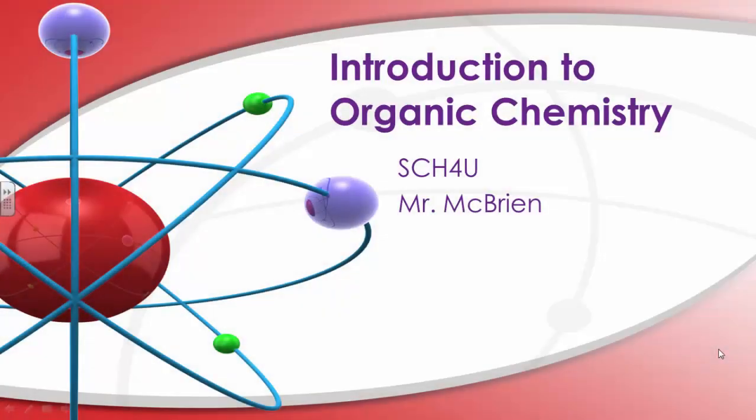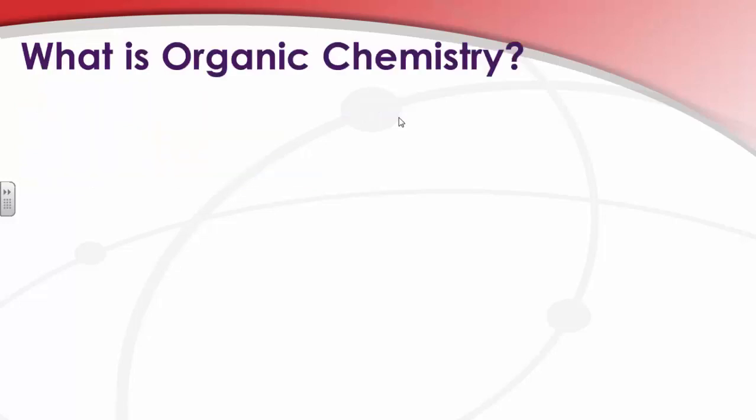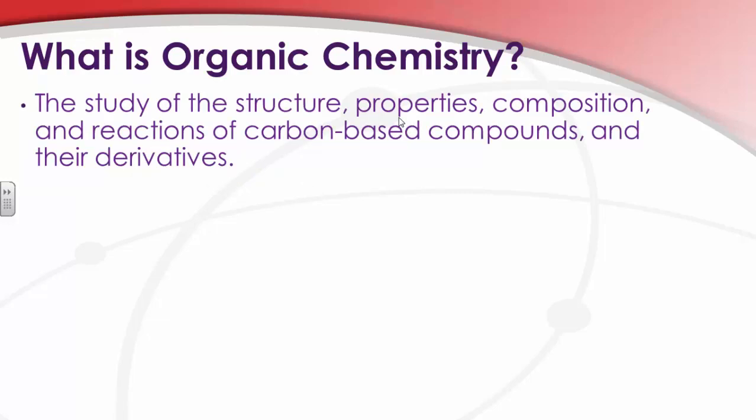Hello, I'm Mr. McBrien. This is SCH4U, Introduction to Organic Chemistry. So today we're going to talk about the bonding that occurs in carbon compounds, talk a bit about hydrocarbons, and we're going to be introduced to the concept of systematic naming of organic compounds. But first, let's talk a little bit about what organic chemistry is.